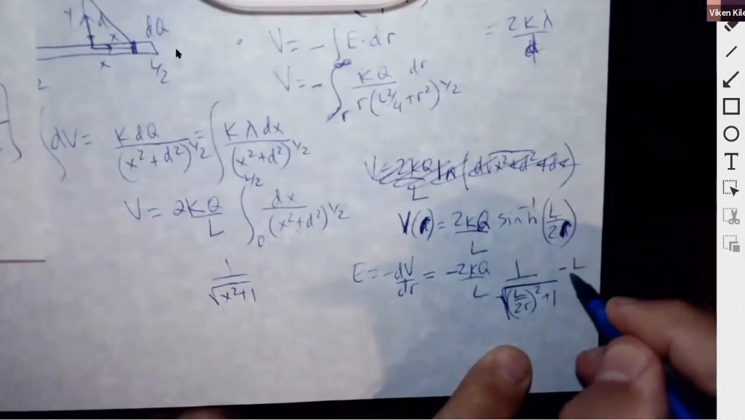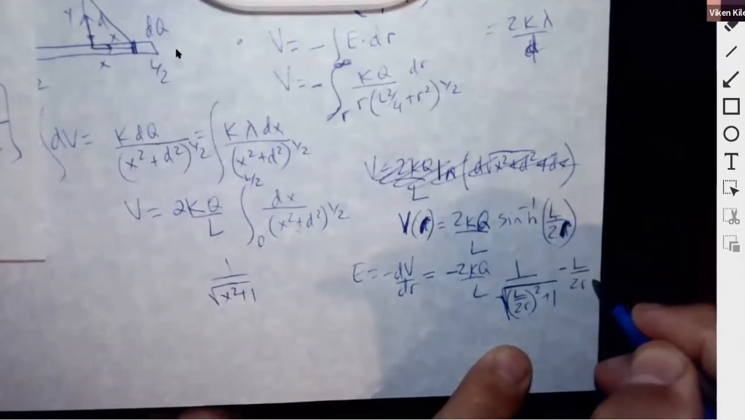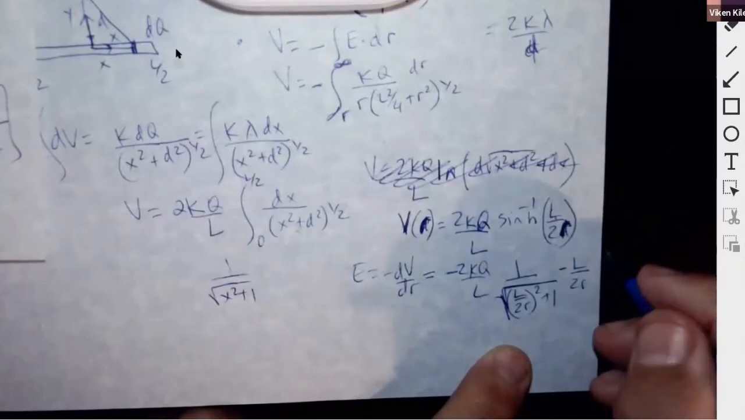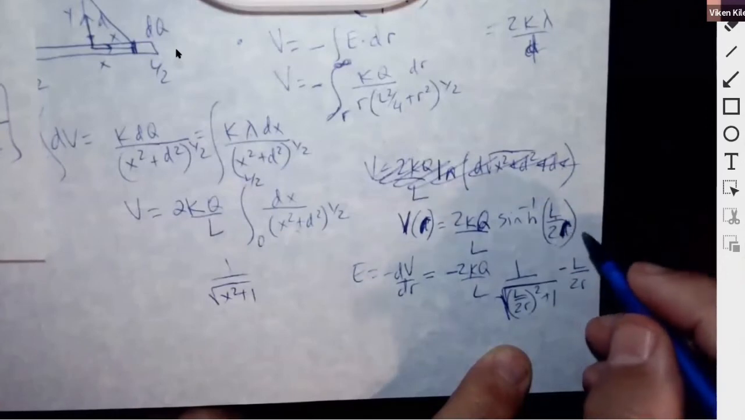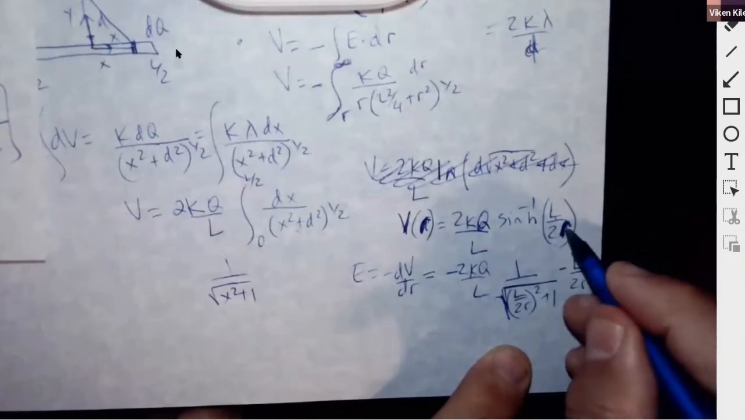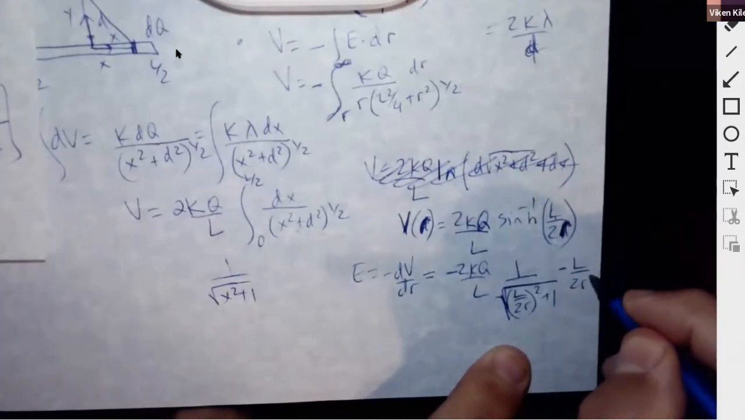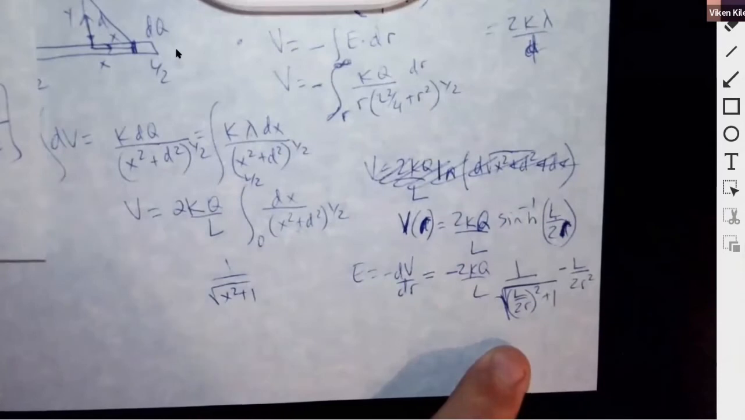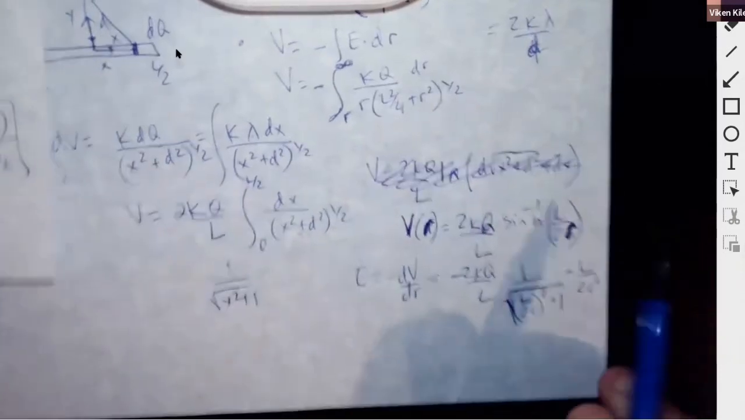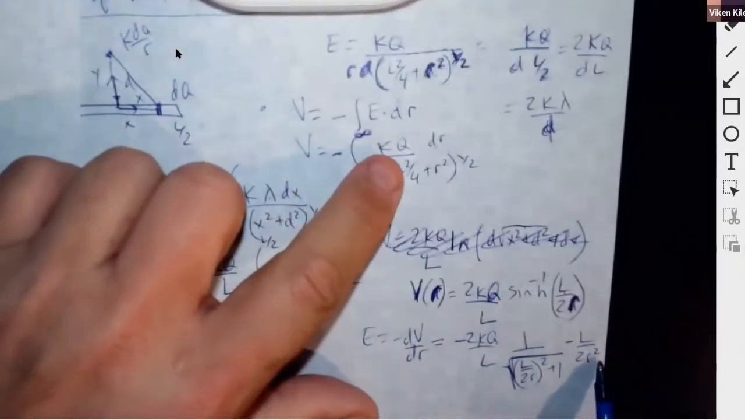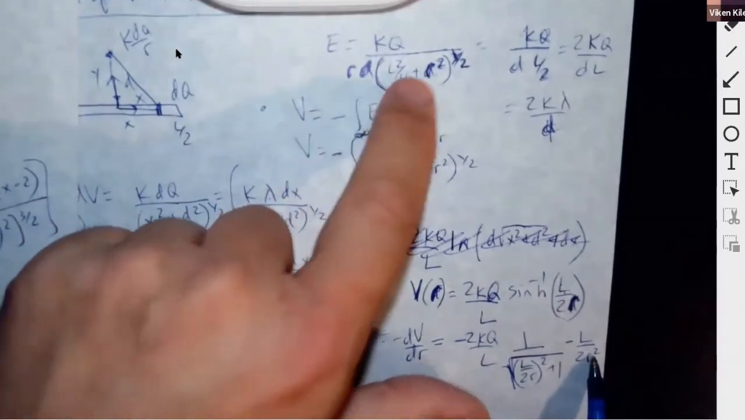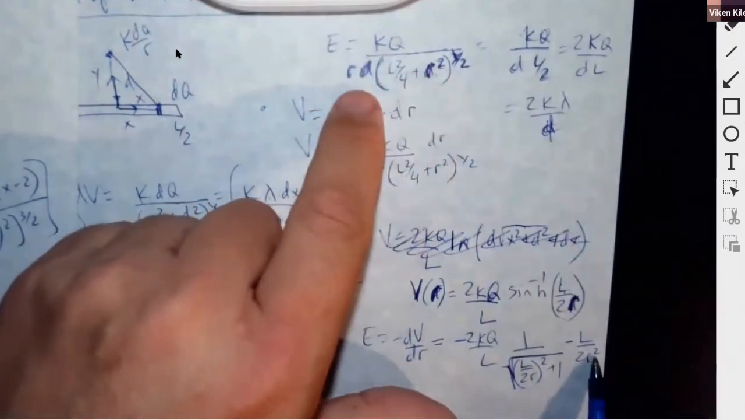Negative L over 2r squared. Yeah, 2r, negative, yeah, negative L over 2r squared. Okay, now when I simplify this, I'm supposed to be getting this one, if I did it right.